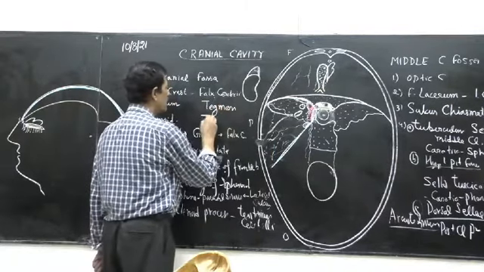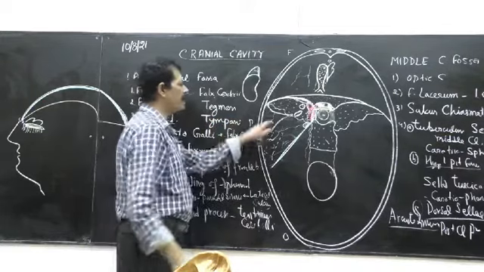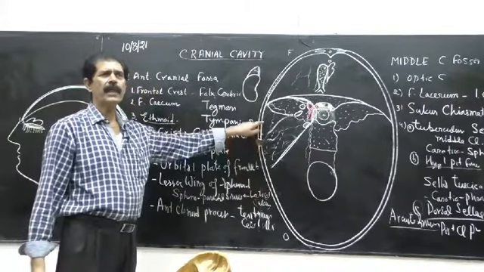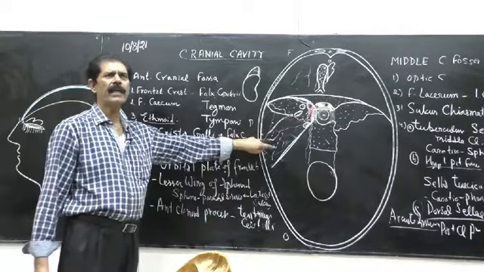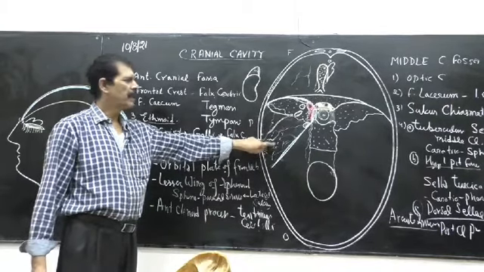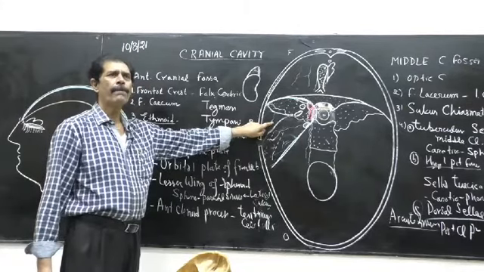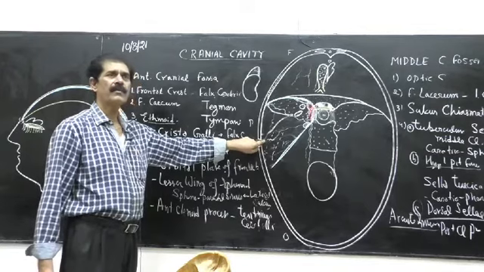Tegmen tympani. So tegmen tympani is a horizontal plate of bone contributed by the squamous part of the temporal bone and the tympanic part as well as the petrous part. And this horizontal plate of bone forms the roof of the middle ear, and the roof of the external ear also.